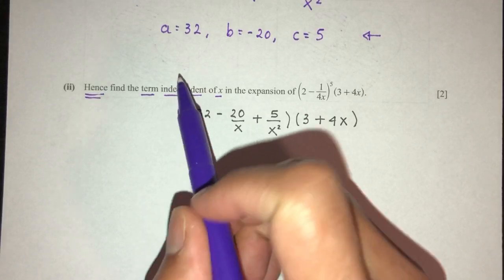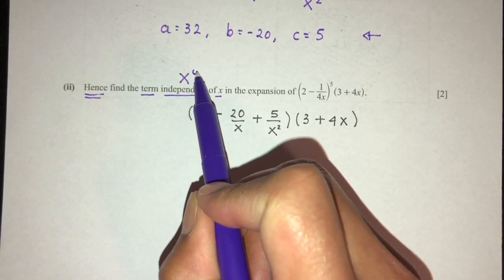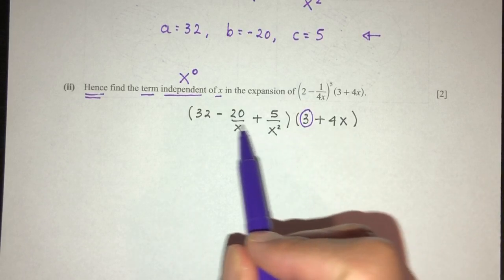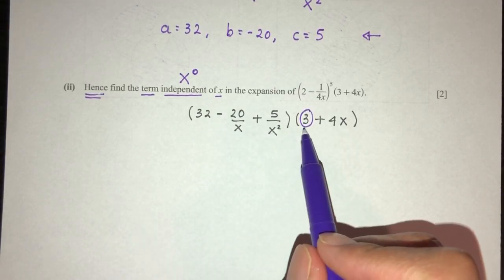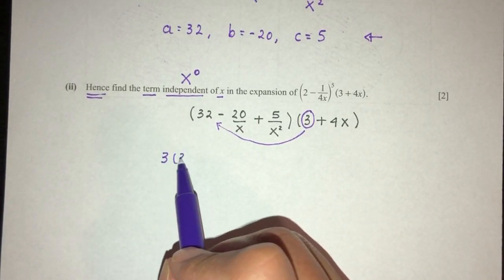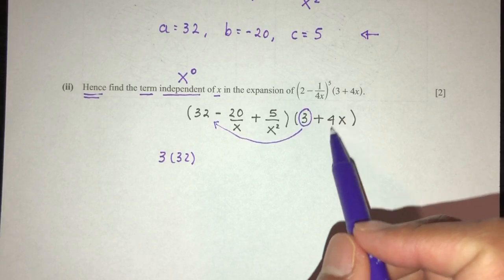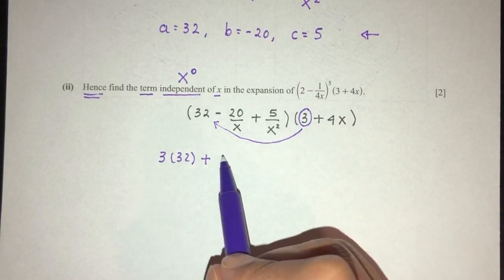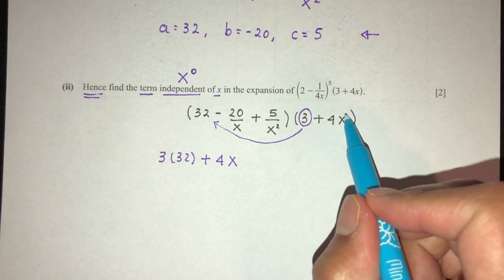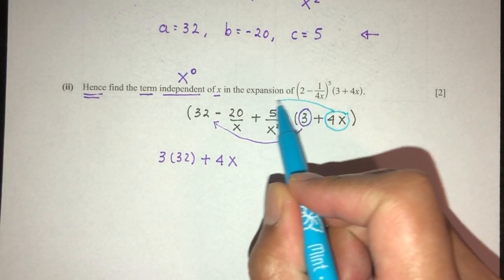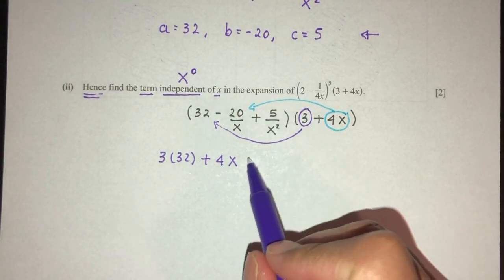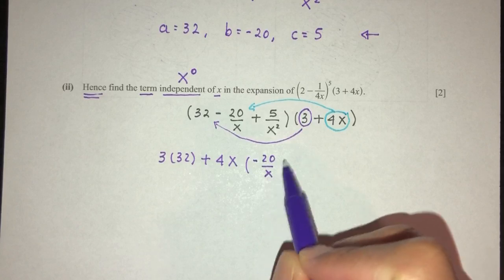So what does that mean? You have to find the term where there is no x. So for the 3, I have to multiply by which number to have no x? Multiply by this one, so there's no x. So 3 times 32. Now for this one, we have plus 4x. Multiply by which one so we have no x? If you observe, we have to multiply this by this one, so there is no x as a result. So plus 4x times minus 20 over x.